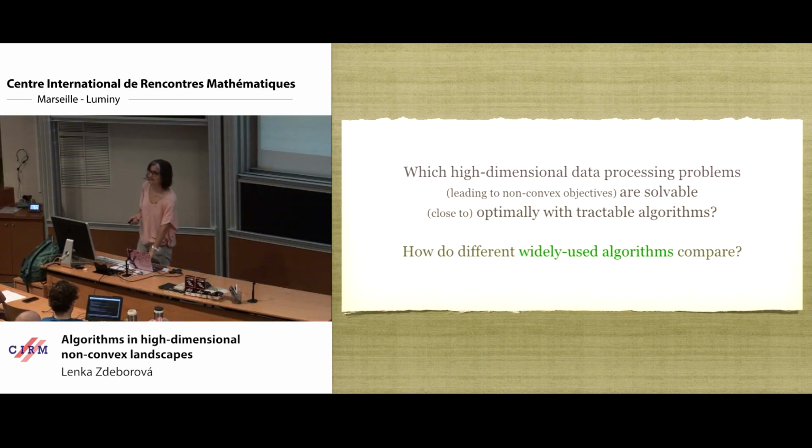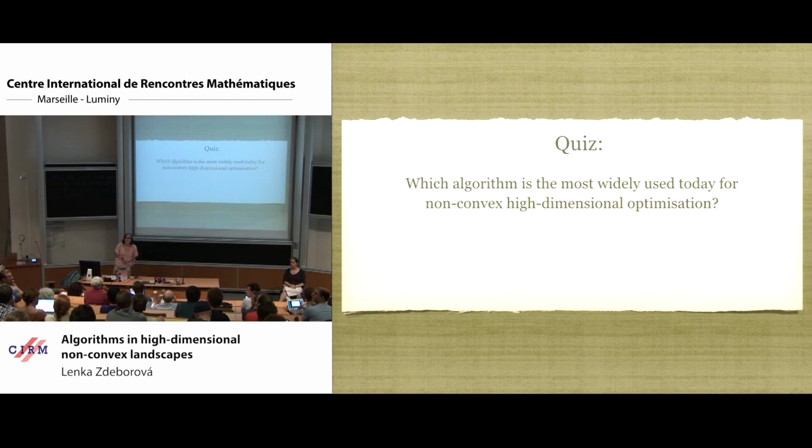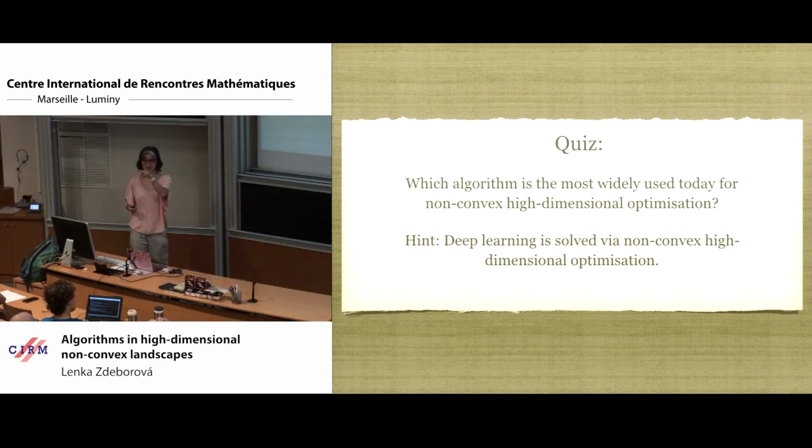So what are the widely used algorithms for non-convex high-dimensional optimization? That's a quiz for you. Which algorithms these days are the ones used everywhere for non-convex high-dimensional optimization? Can we find the answer by Googling? Say it again. No guesses? Yes? Good. Gradient descent.